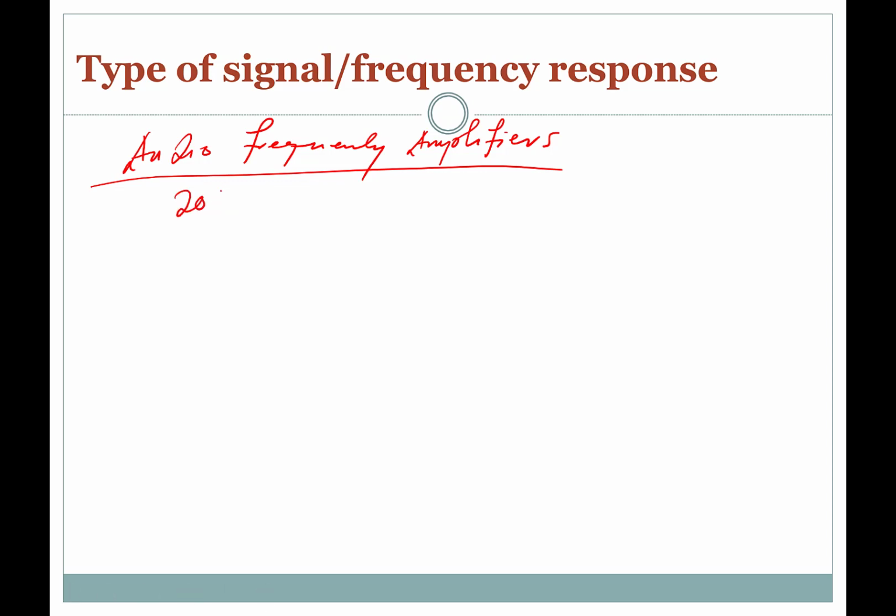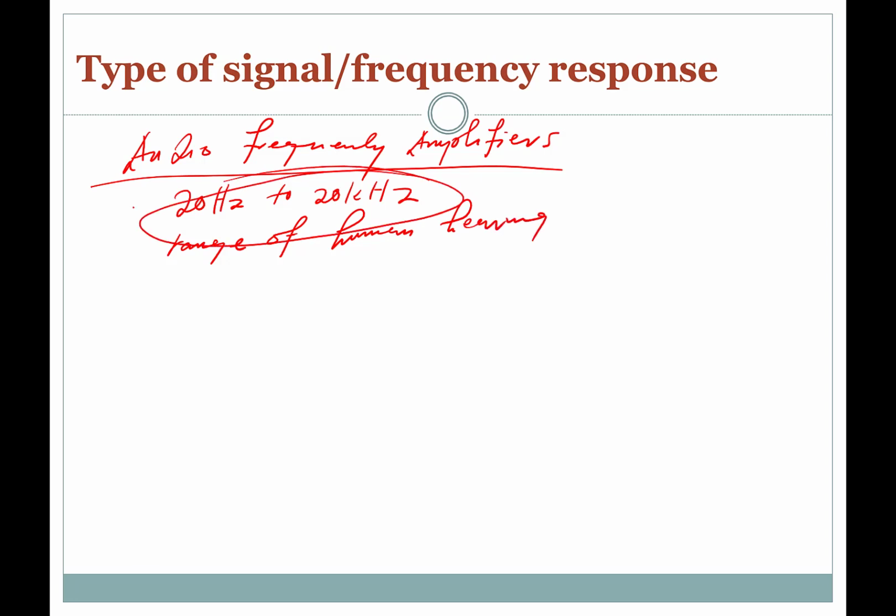20 hertz to 20 kilohertz. Okay, that is the audio frequency range. So for audio frequency amplifiers, these amplifiers can amplify signals within the range of human hearing, and the range of human hearing is 20 hertz to 20 kilohertz.